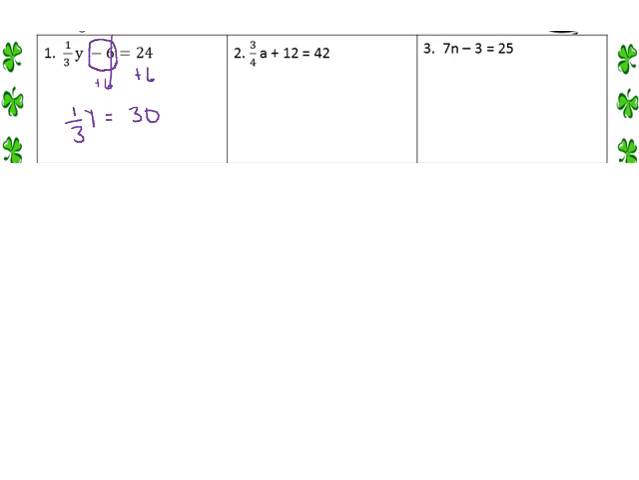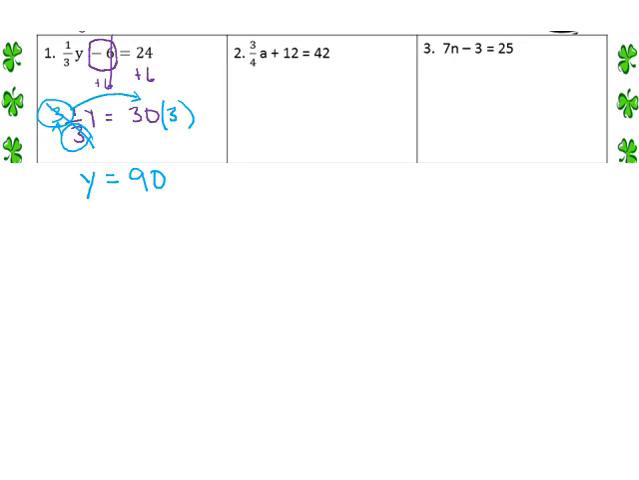Okay, next step. I wish I had a 3 up top so that I could cancel everybody out. And if I'm going to put a 3 up top, that means I am multiplying. So I need to do exactly the same thing to this side. We're going to multiply by 3. So I'm left with, now technically I have 1y, but 1y is just y, right? So my y is equal to 30 times 3, which is 90.